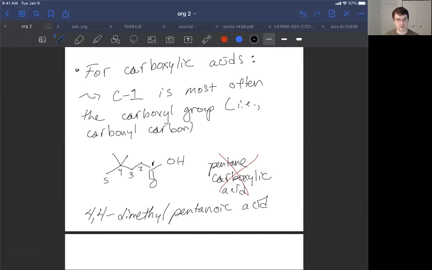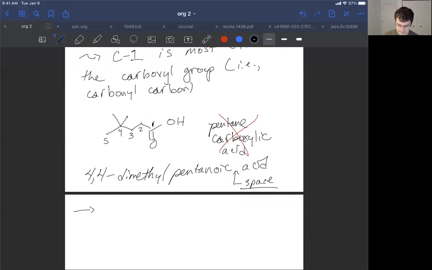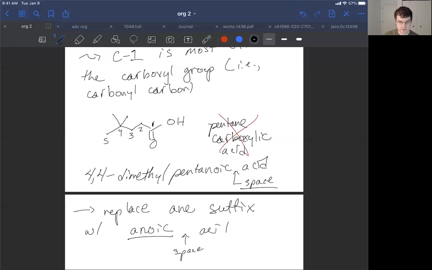Now, I'm not going to put the 1 in there. We just assume that there's a 1. What I want to point out is that we have a space here. So what did we do with the name? We took the ANE suffix and replaced it with anoic, space, acid: anoic acid. Okay, so that covers it. Otherwise, the rules are pretty much the same. It's nice because the carboxylic acid is going to tell you where carbon 1 is.